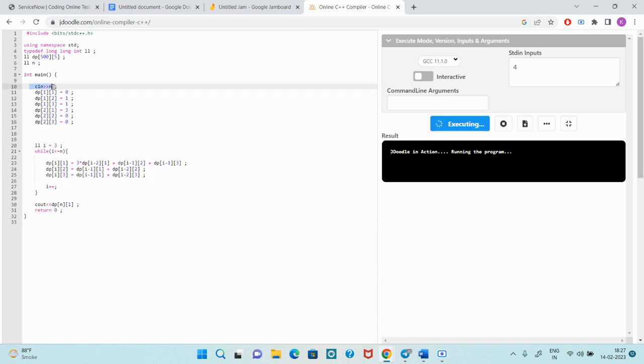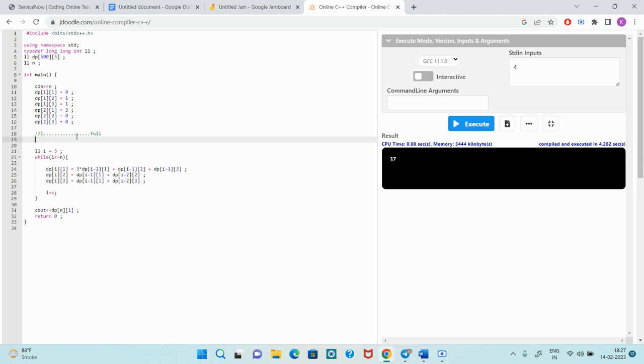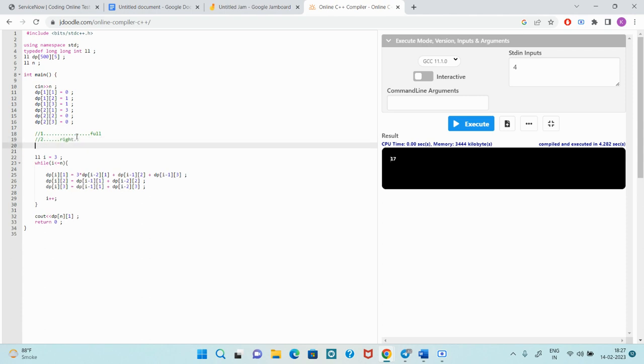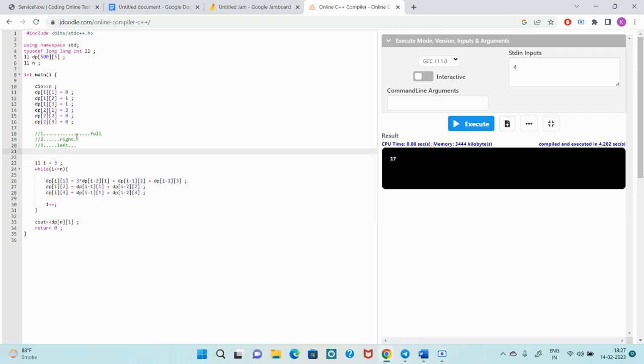All we have to do is take the value of n, then we write some initial states, and then we write our formula. I am replacing full by 1 because we should keep things in numerical form, right? 1 is nothing but full. The meaning of 2 is nothing but right. The meaning of 3 is nothing but left. Okay, this much is clear to everyone.